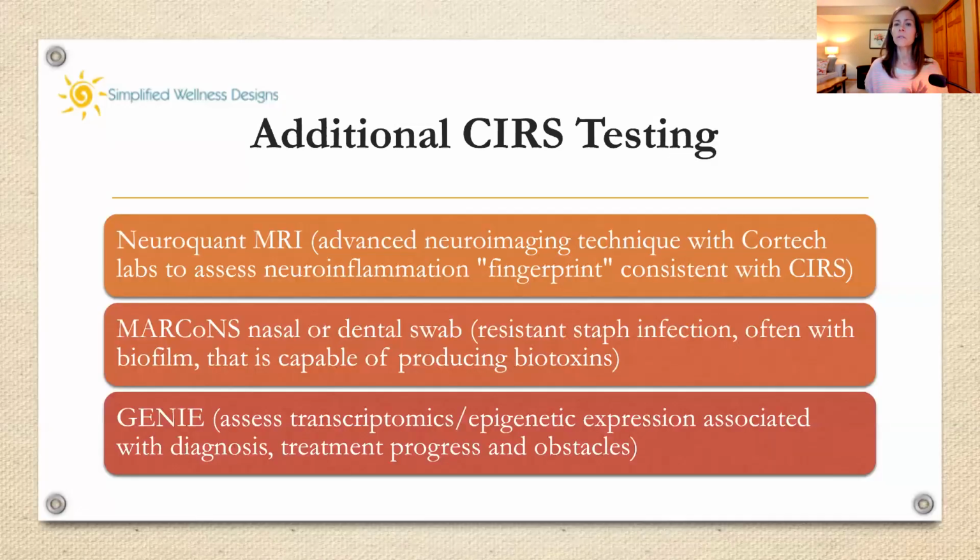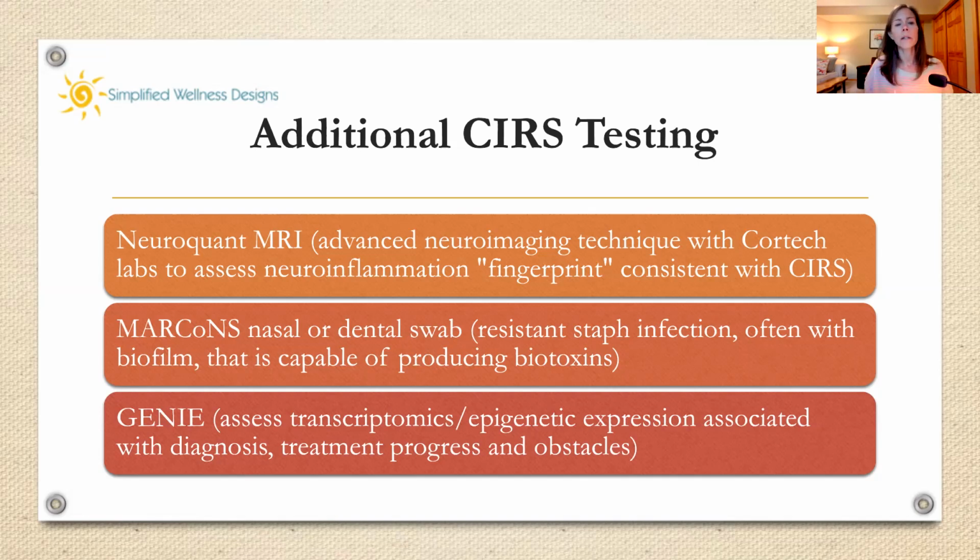There are additional CIRS tests, I call them advanced CIRS tests, that some clinicians will do right off the bat. Some might not do it at all for various reasons, or some may do at certain times along the way throughout your treatment. But I'm going to tell you what these are, just so that you feel equipped and maybe empowered for what could be to come.